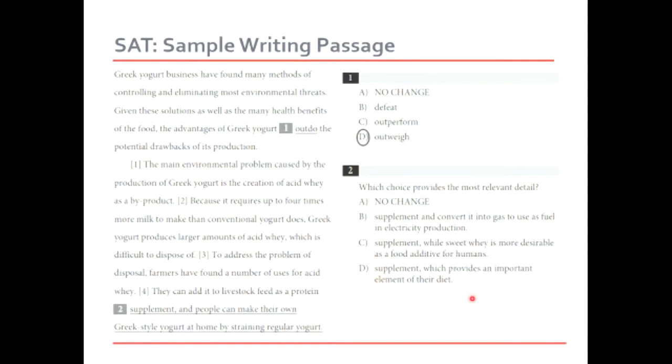And I can see some of you have actually given the answer B, supplement and convert it into gas to use as fuel in electricity production. So this is stating another use of acid whey and how it could be used as a fuel for electricity production. So the right answer is going to be B. Good. So let's look at the next question now.